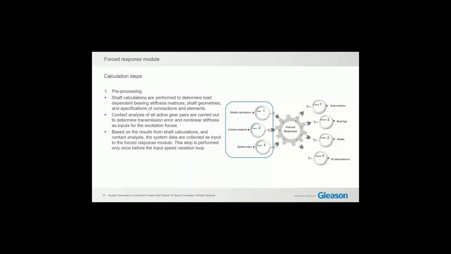In the force response, based on my previous slide, we can distinguish between 3 different steps. The pre-processing step is the first one. I go fast through this slide because it's already mentioned in the previous slide. So we do the shaft calculation, then we go to the contact analysis. In the contact analysis, the most important outputs are the transmission error and nonlinear stiffness that are used for calculating excitation forces. So based on the results from shaft calculation and contact analysis, the system data are collected and used in the force response module.